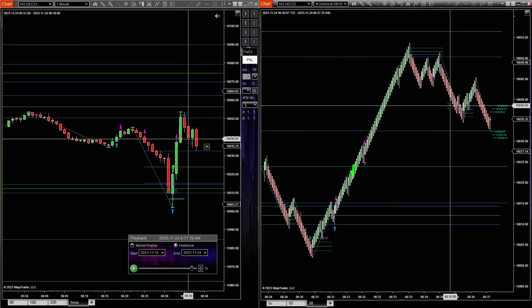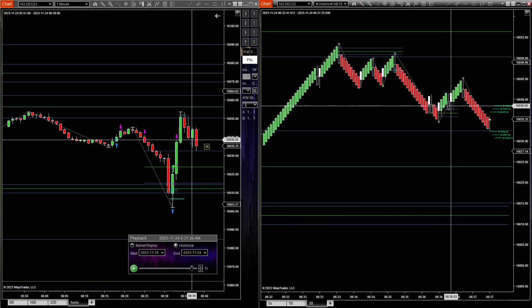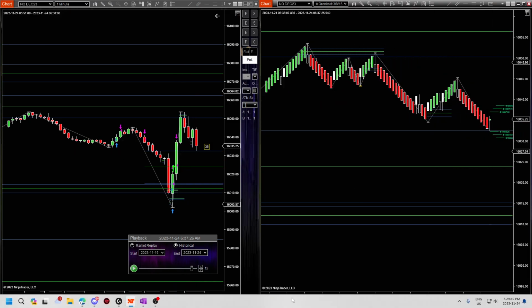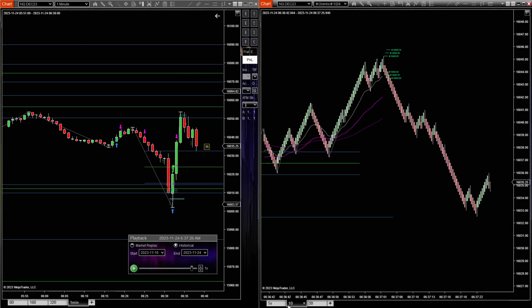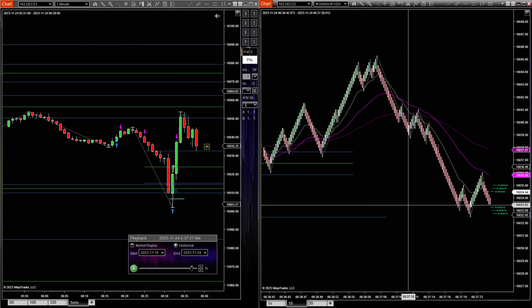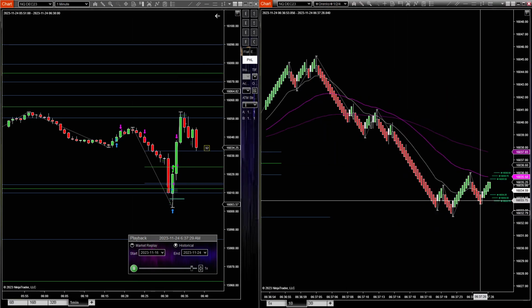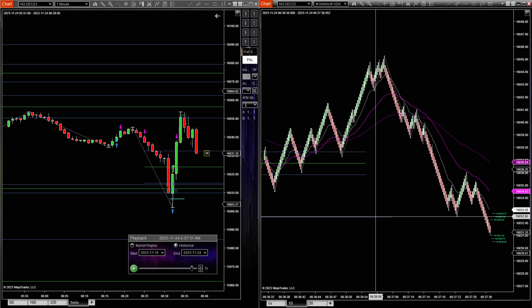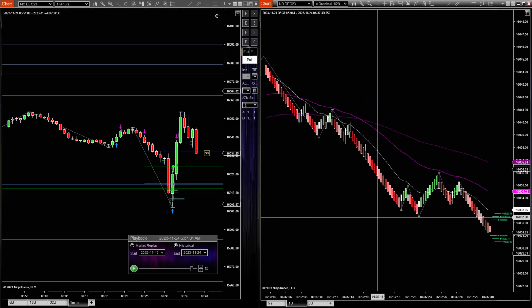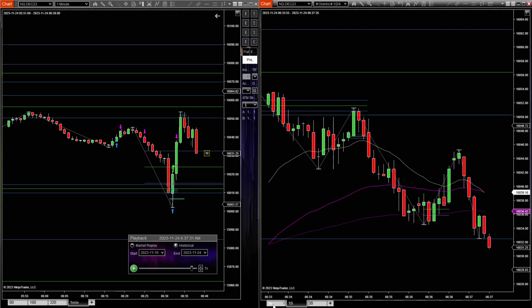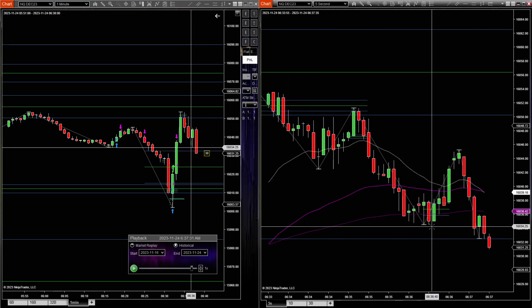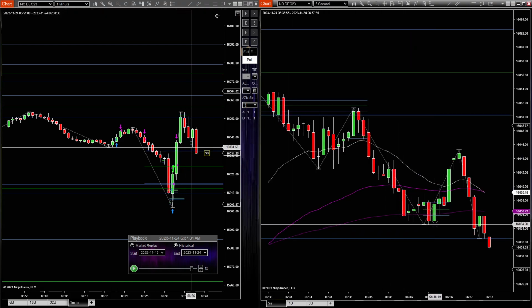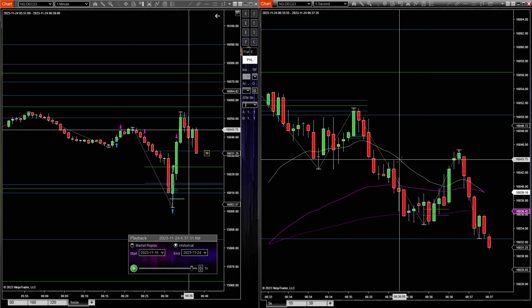So we tapped a level now. And we got the turn shift dot, but let's see, it failed pretty quick. So if we look on the 5 second, could we have avoided that? Not really.